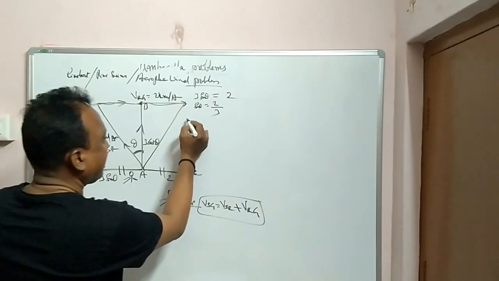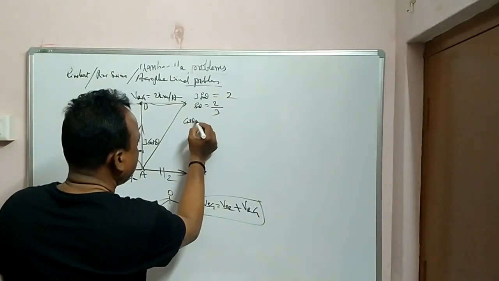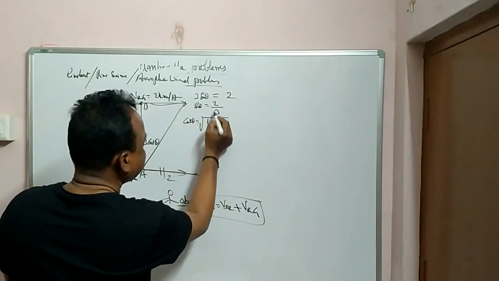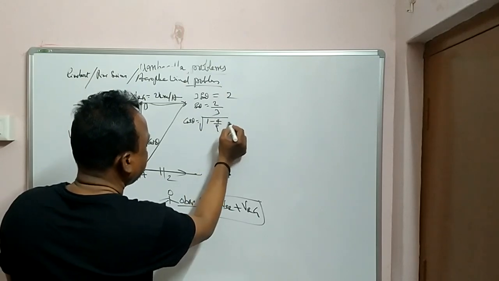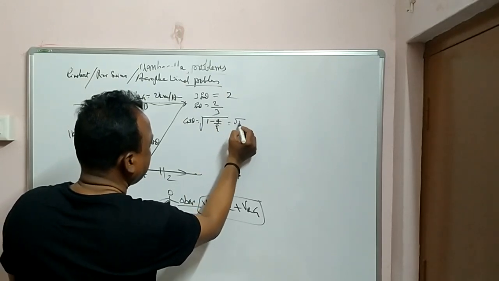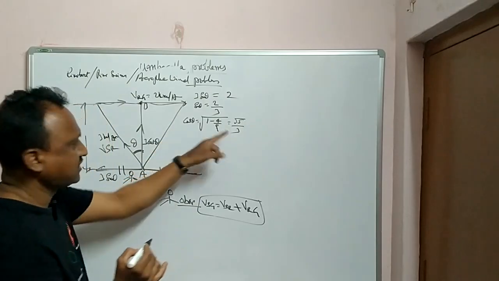Now from this we can calculate cos theta also. Cos theta is root over 1 minus sin square theta, that is 1 minus 4 by 9, that is 9 minus 4 over 9, so root 5 by 3. So this is cos theta.